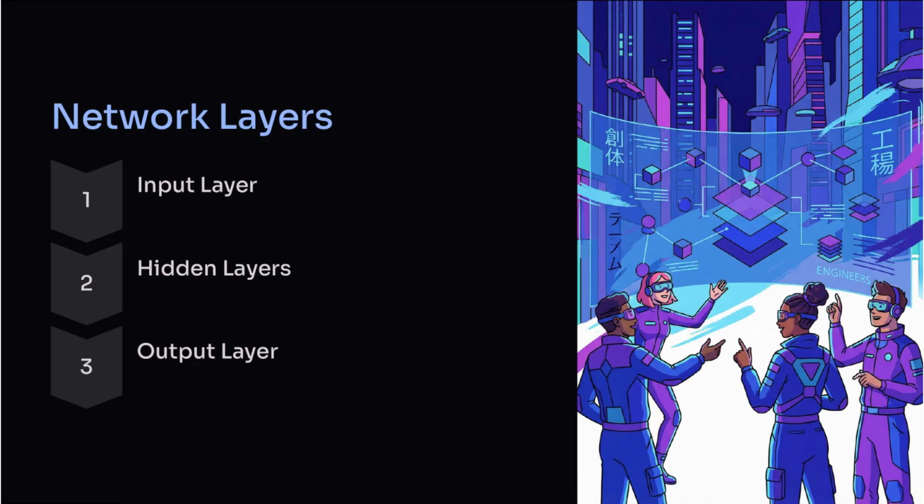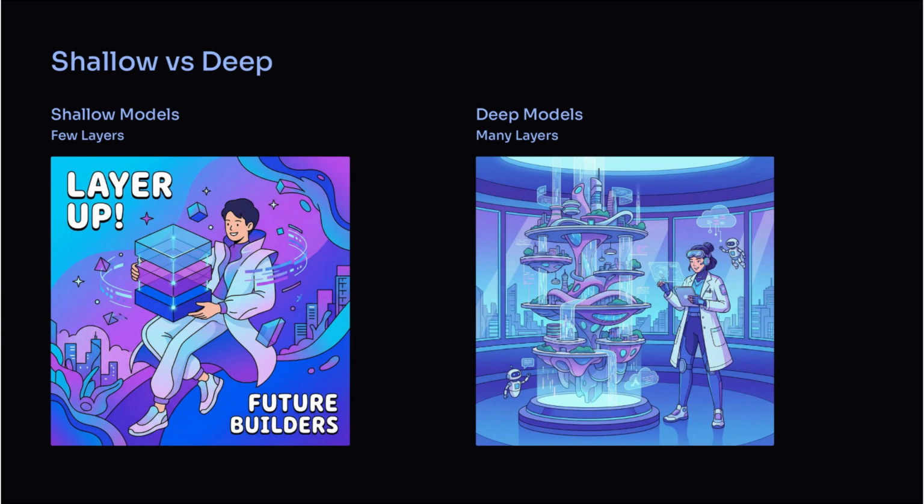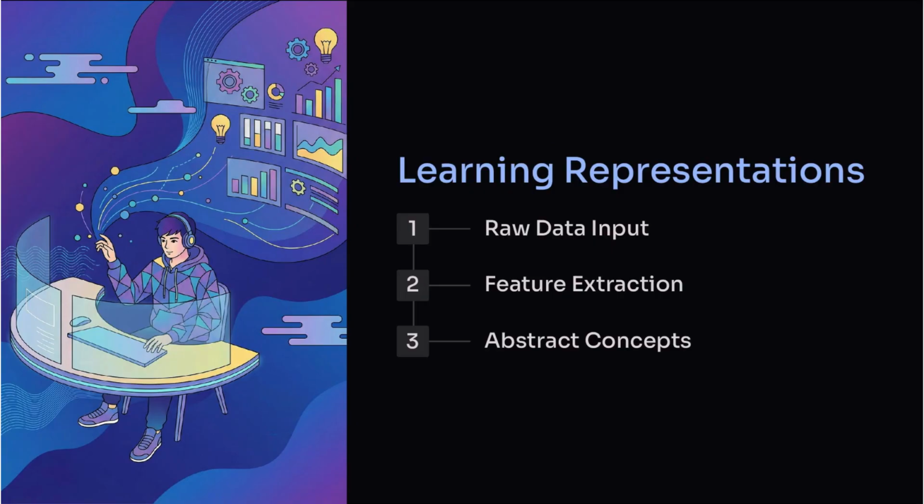Shallow models contain few layers, while deep models contain many. Depth allows models to represent more complex relationships, but also increases computational and design complexity. One of deep learning's key advantages is representation learning. Instead of relying on manually engineered features, deep models learn representations automatically from raw data. Traditional machine learning often requires feature engineering. Deep learning reduces this need by learning features directly, which simplifies pipelines but increases data and compute requirements.